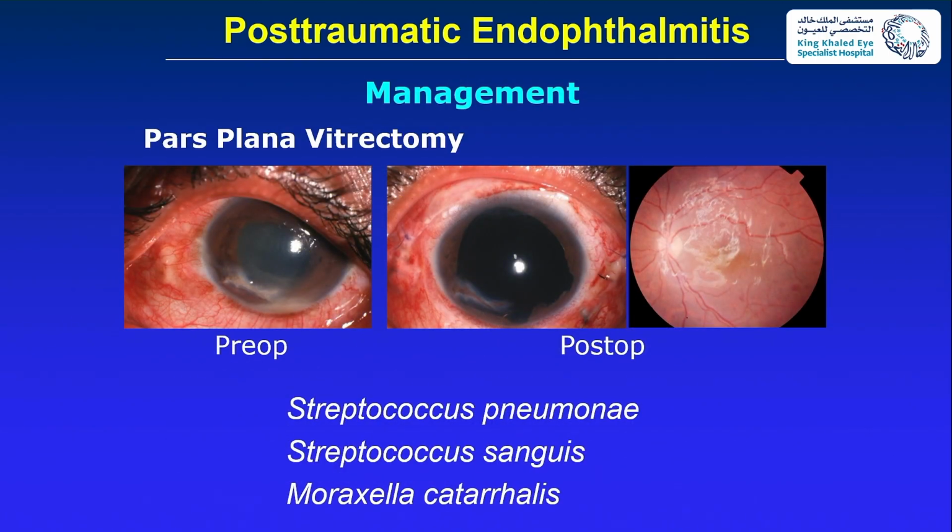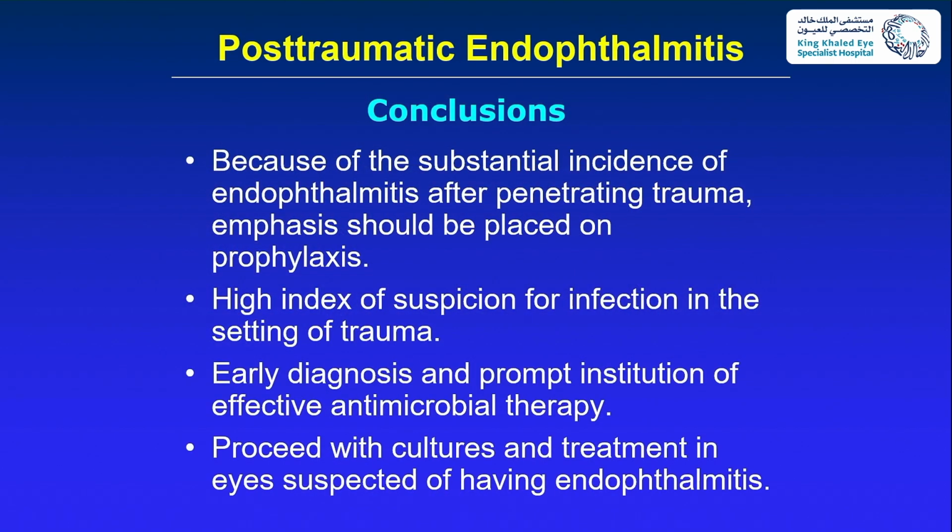This is an example of a case of traumatic endophthalmitis that we did vitrectomy many years ago, and look at the organisms: Streptococcus pneumoniae, Streptococcus sanguis, and Moraxella catarrhalis. So as I said, up to 17% of the patients, particularly with foreign bodies, can have mixed infection. So, conclusion: because of the substantial incidence of endophthalmitis after penetrating trauma, emphasis should be placed on prophylaxis. High index of suspicion for infection in the setting of trauma.